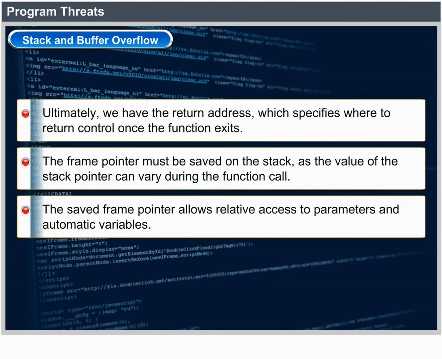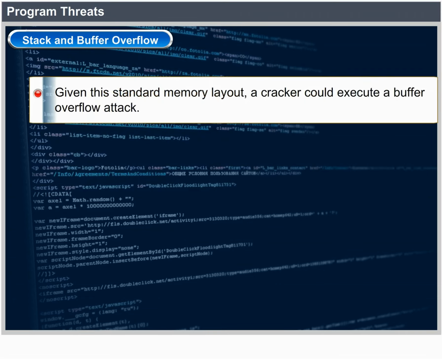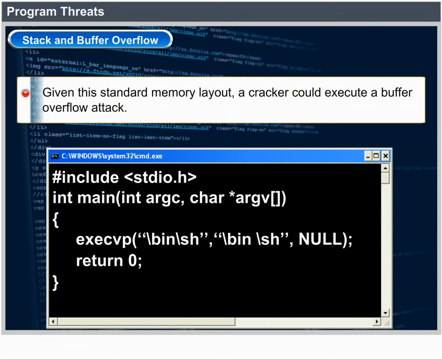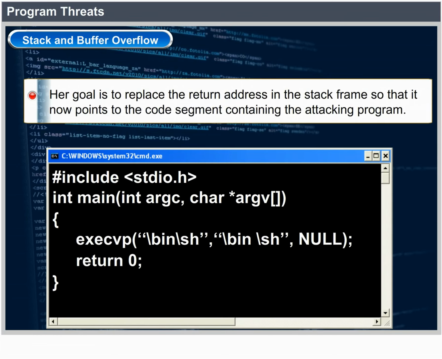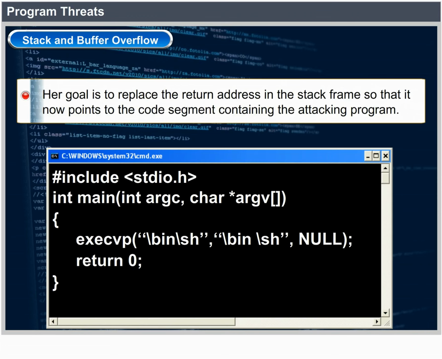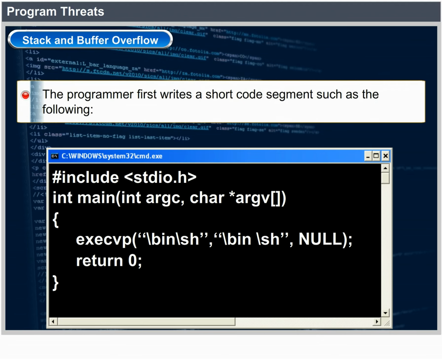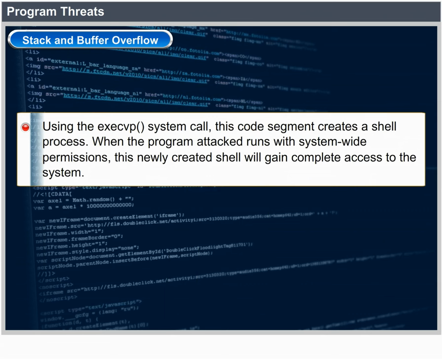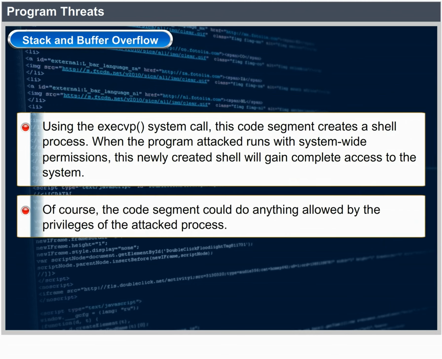Given this standard memory layout, a cracker could execute a buffer overflow attack. Her goal is to replace the return address in the stack frame so that it now points to the code segment containing the attacking program. The programmer first writes a short code segment such as the following. Using the execvp system call, this code segment creates a shell process. If the program being attacked runs with system-wide permissions, this newly created shell will gain complete access to the system. Of course, the code segment could do anything allowed by the privileges of the attacked process.